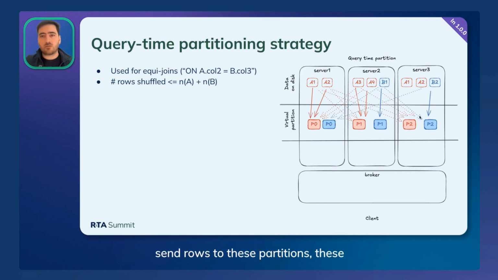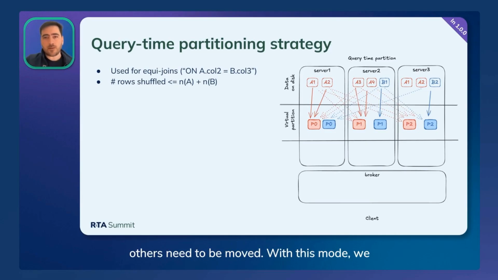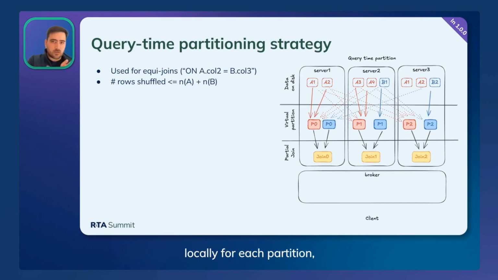Then the servers send rows to these partitions, these virtual runners that are being executed in the servers actually. And obviously the servers that already have these rows don't need to move them, but the others need to be moved, right? In this mode, we can then apply the join locally for each partition because we know that they are going to be disjoint. And after that, we can just concatenate the results, and that's it, right?